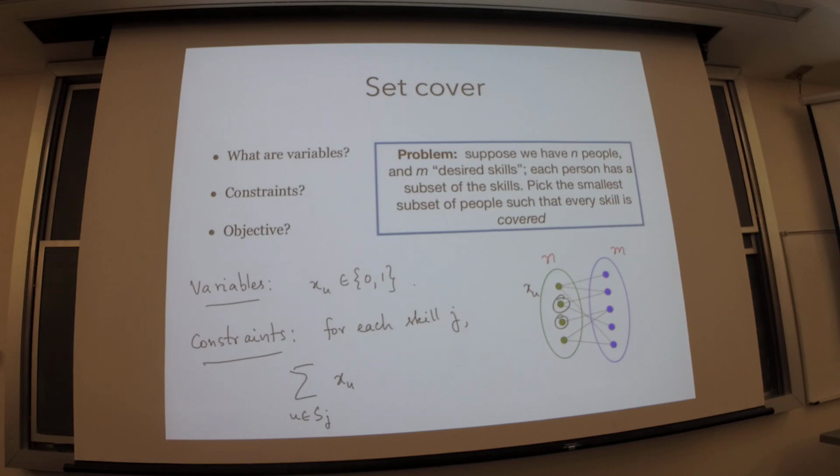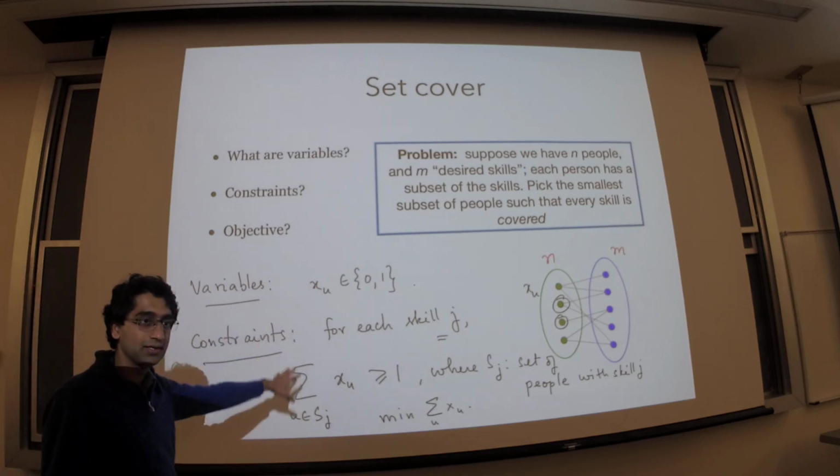Okay, so S_j is the set of people with skill j. So we have m constraints, one for each skill. And of course, we want to minimize the sum over u. So this is a really similar linear program, right?